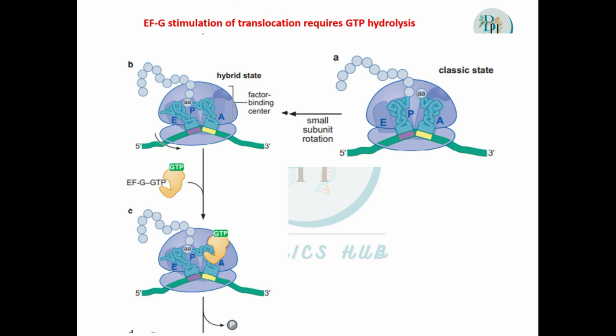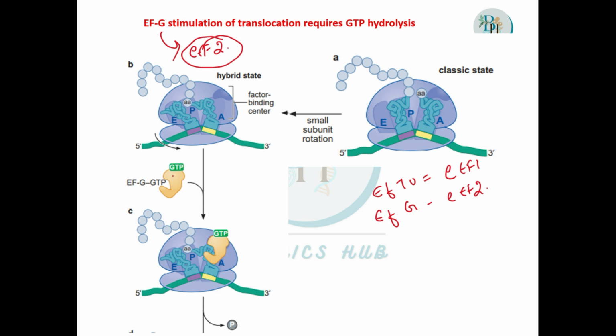Okay. Now the work of EFG. In case of eukaryotes, EFG is known as EF2, elongation factor 2. EFTU was known as elongation factor 1 in case of eukaryotes, and EFG was known as elongation factor 2 in case of eukaryotes. What is the main function of this EFG? Or we can say that in case of eukaryotes it is EEF2.